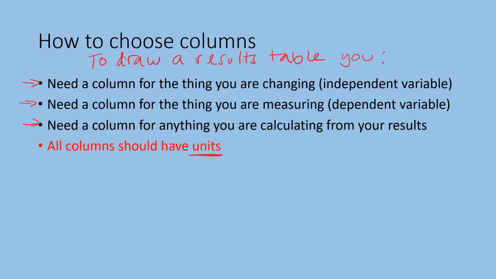Today we're looking at how to draw tables. To draw a results table, students often have quite a big difficulty. They can't decide what columns to draw. So the columns that we're looking at are the variables. You have the independent variable, that is the variable you decide to change. Dependent is what you're measuring, and often the other columns will be the ones you are calculating, like the results, or it could be a mean column. Now, most importantly, remember to add your units every time you do the heading of a column.